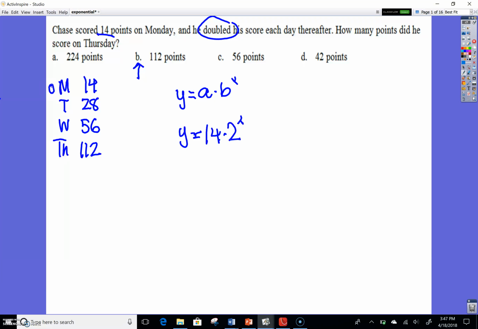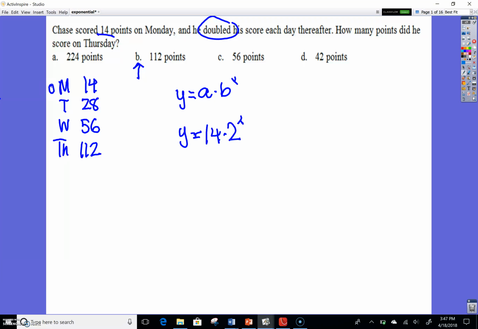Alright, this is the review for the exponential function test. Number 1, Chase scored 14 points on Monday, and he doubled his score each day after. How many points did he score on Thursday? So, if you look at it, you got Monday, Tuesday, Wednesday, Thursday.